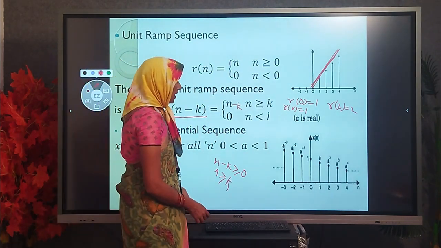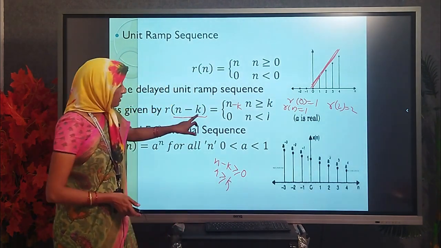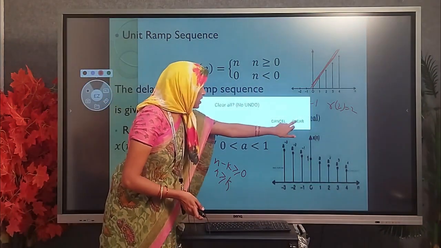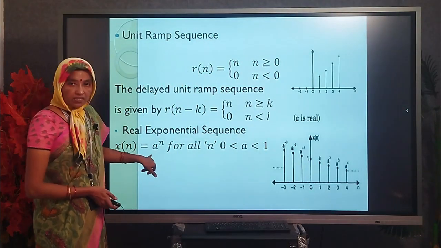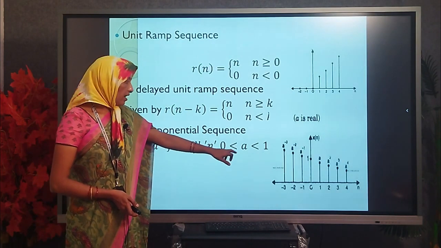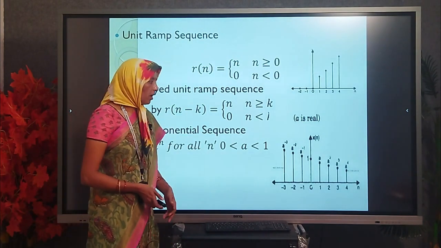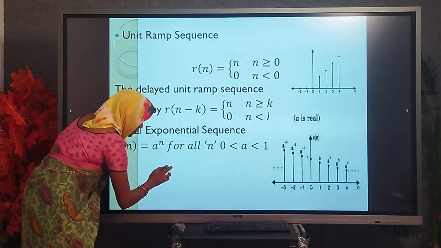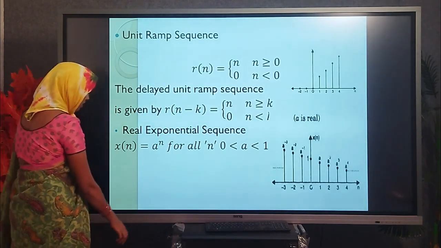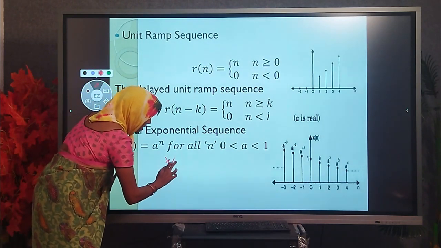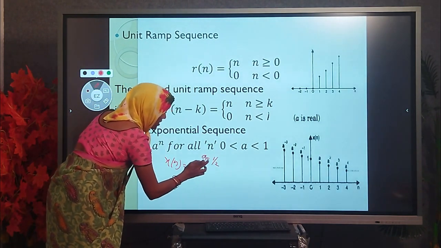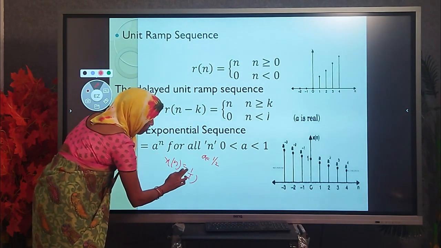So the delayed ramp sequence is represented by r of n minus k. And the exponential sequence is given by x of n equal to a power n for all values of n, where a lies between 0 and 1. So x of n equal to a power n means, let us see how to plot that curve. For example, a is maybe 1 by 2. So 1 by 2 power n.